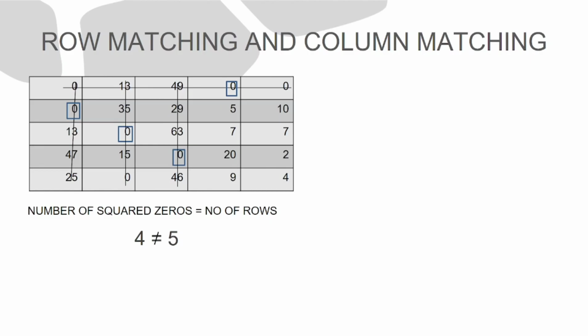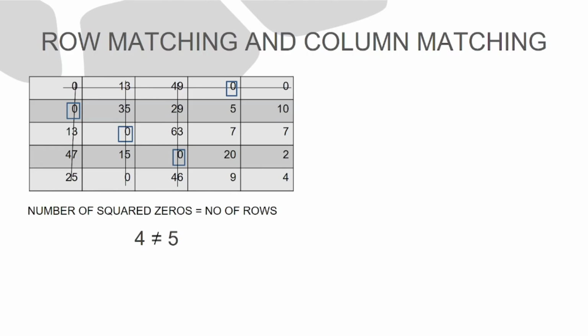In the next row, since we have only 1 zero, we vertically strike out that column and omit that row which has been struck out. Then we move on to the third row, which also has 1 zero, and we vertically strike out that column. Then we move on to the fourth row, where there is also only 1 zero, and that also gets struck out. When we move on to the fifth and final row, there are no zeros, so row matching is complete.